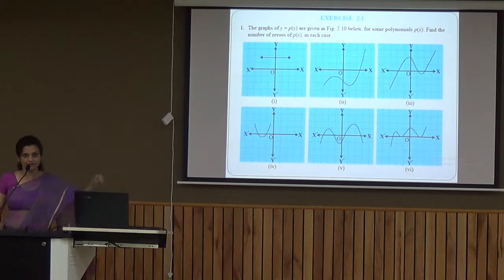Can you see the graph like that? 4 points, so 4 zeros. Fourth part, 2 zeros. Fifth part, I can see it is 4 zeros. And the sixth part is quite an interesting graph, goes up and down, 1, 2, 3 zeros. Looks like 4, 5, but actually it is 3 zeros.